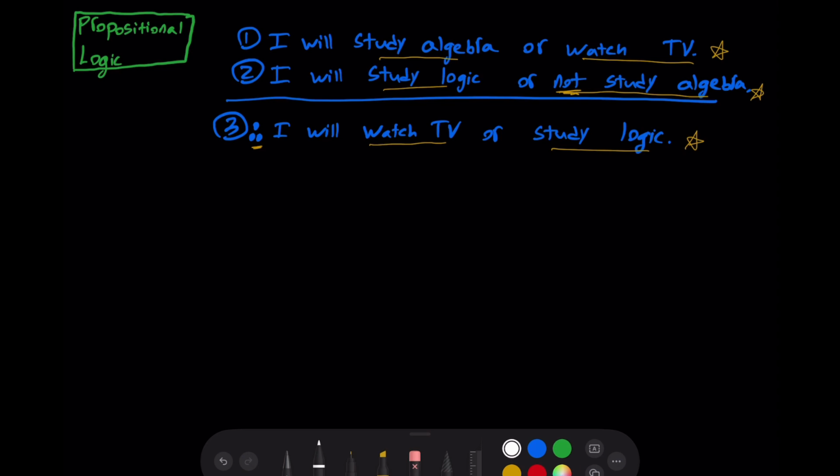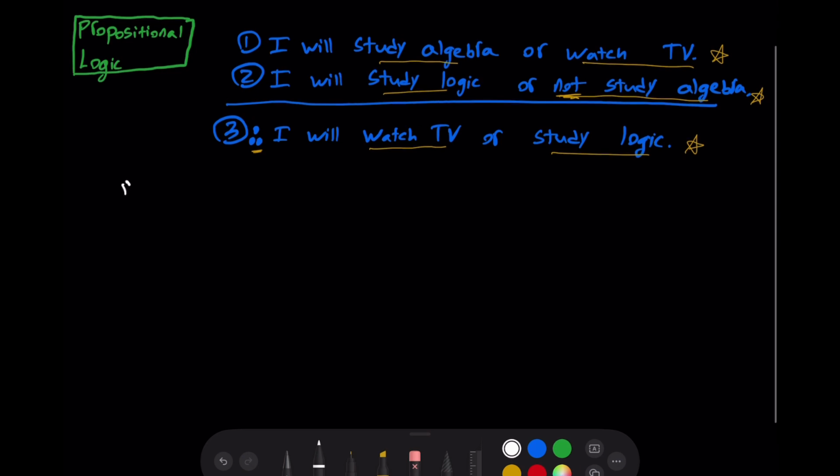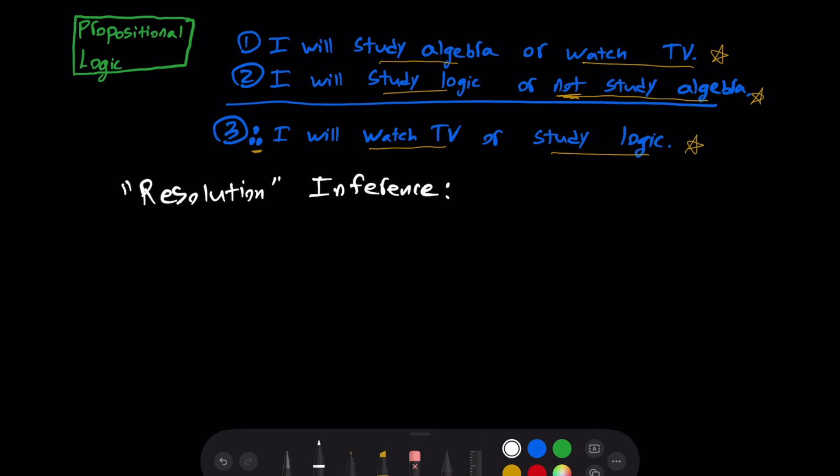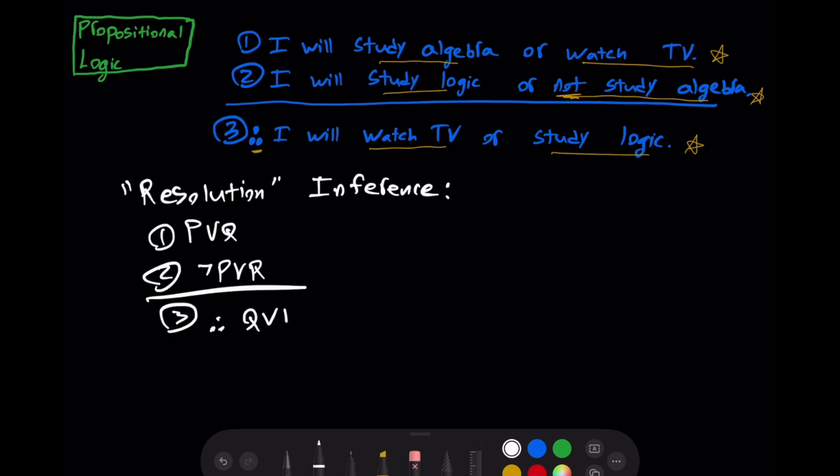Now, a lot of discrete math textbooks will cover something called resolution inference. And its formal structure is as follows. So we have something like 1, P or Q, 2, not P or R, 3, therefore Q or R. And that's just by resolution with lines 1 and 2.